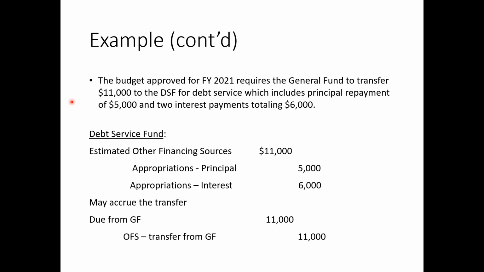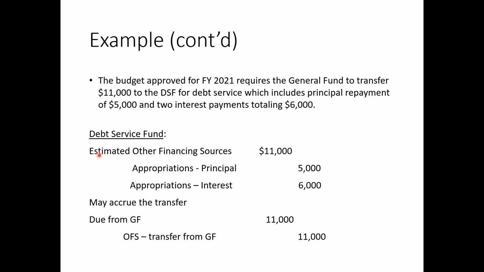So the first thing we're going to do in the debt service fund is the budget. For the fiscal year 2021, we're going to pay principal back of $5,000, and we have to pay two interest payments of $3,000 each. So that's $6,000. The total we need to pay is $11,000.